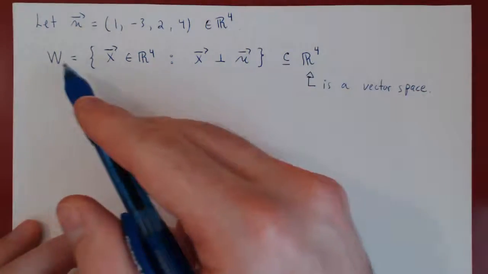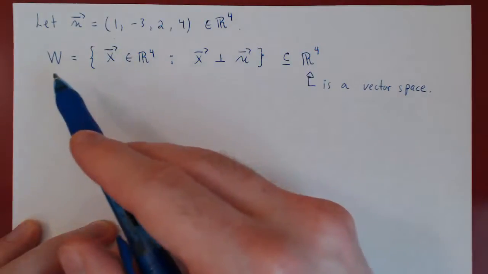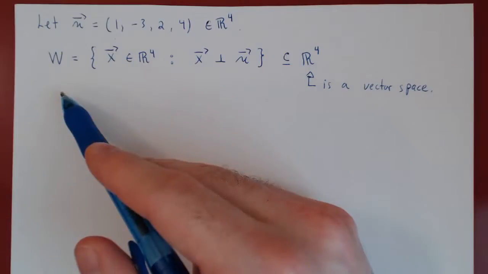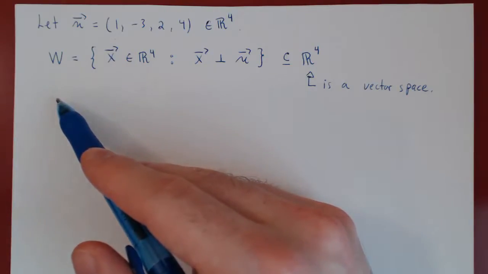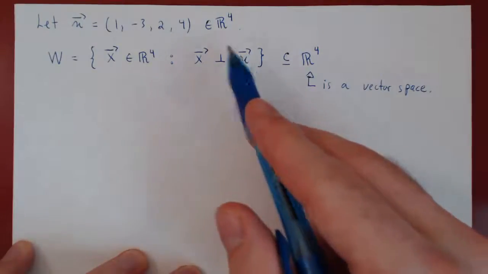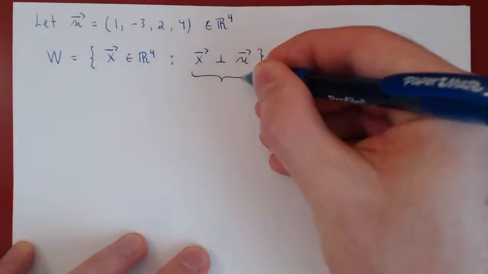So because W is a subset of a known vector space, to prove that W is a vector space itself, we do not have to prove that W satisfies all of the 10 axioms, only the 2 closure axioms. So closure under addition and closure under scalar multiplication. Before we do so, let's just think of the condition in a slightly different way.